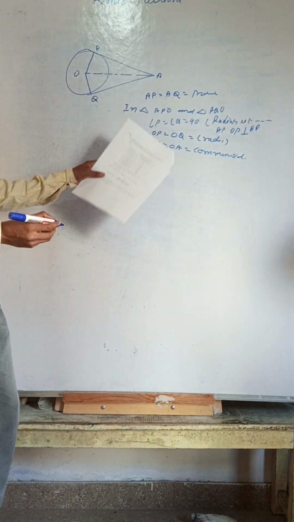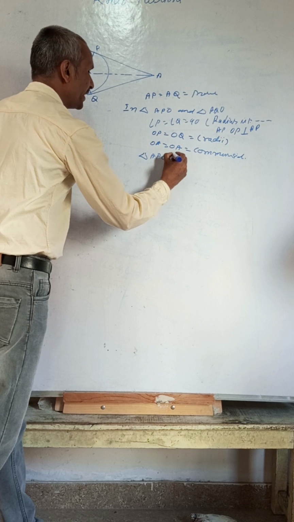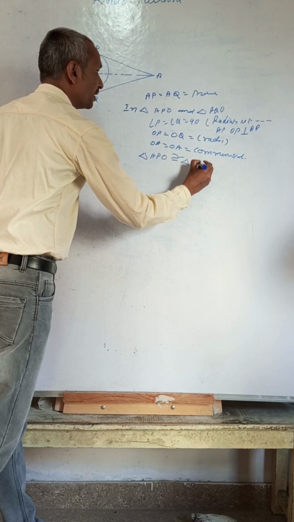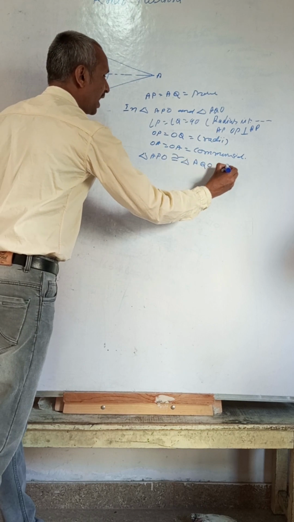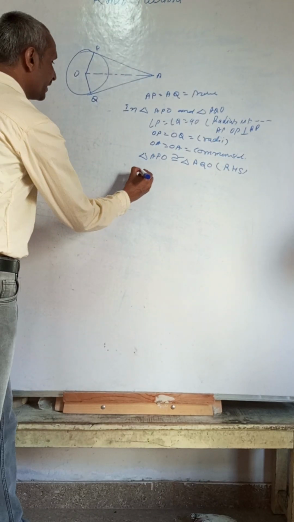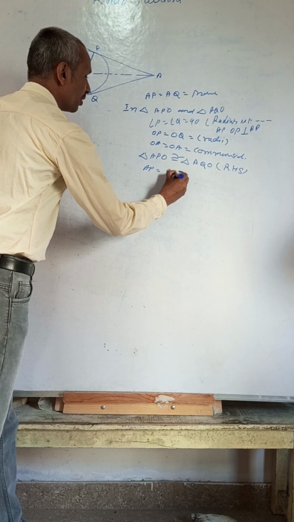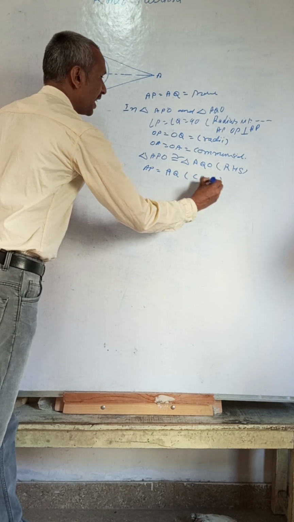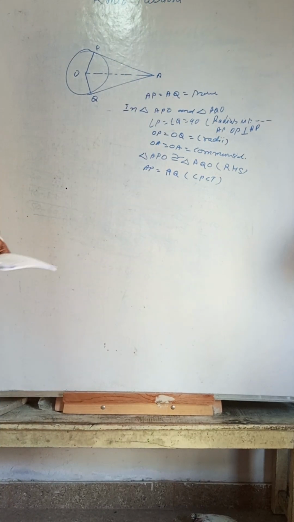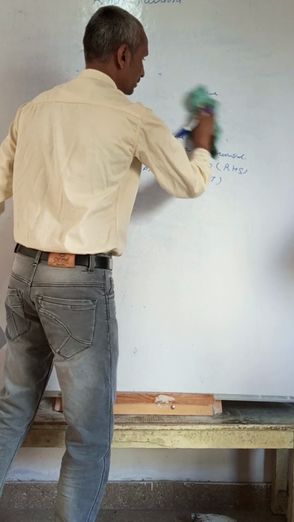Now by seeing this, you can write triangle APO is congruent to triangle AQO by the RHS theorem. So we can write AP is equal to AQ by CPCT. And like that, the proof is done. You have to write the construction also in that.